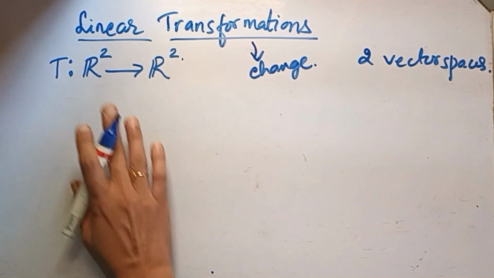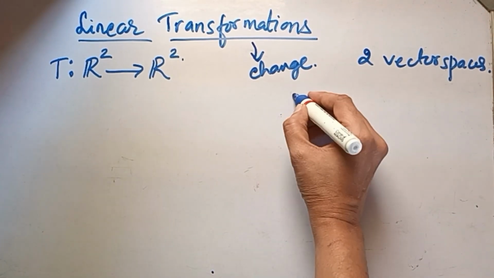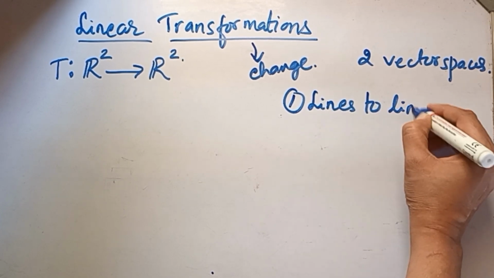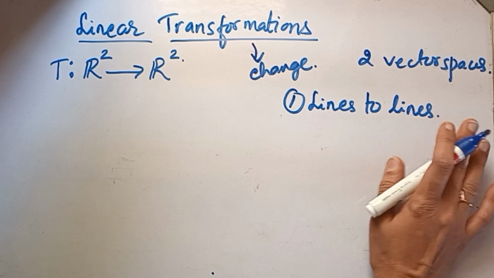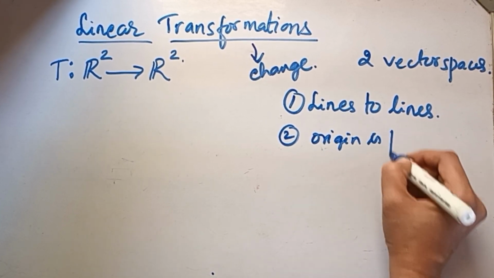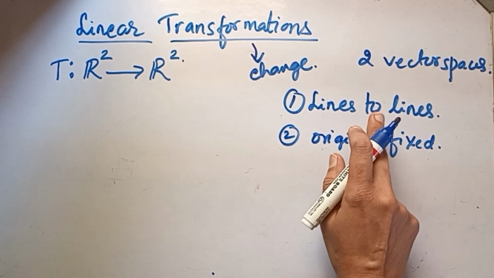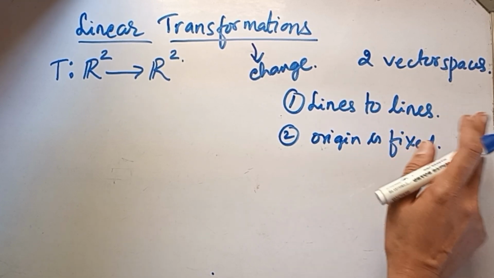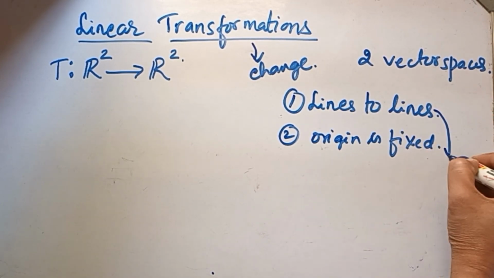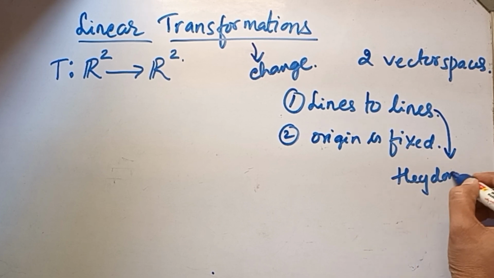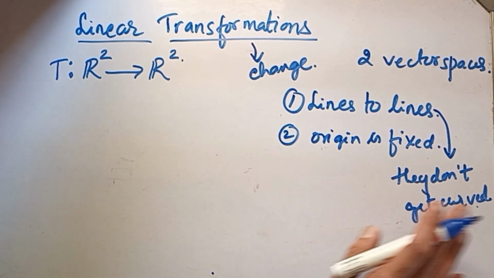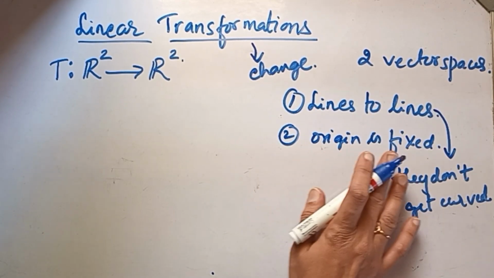Now, the transformation is called a linear transformation if it maps lines to lines, meaning lines will remain lines, they don't get curved. And the second condition is that the origin is fixed. To be more specific, you can say lines will be mapped to lines or a point, and the origin is fixed. Lines don't get curved. They remain lines. The position may change, but lines will remain lines and the origin is fixed.